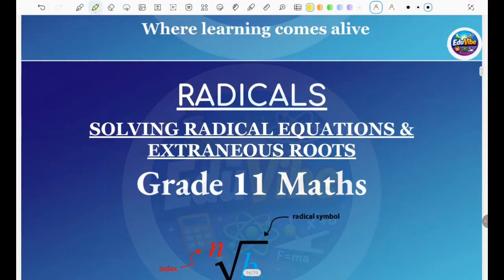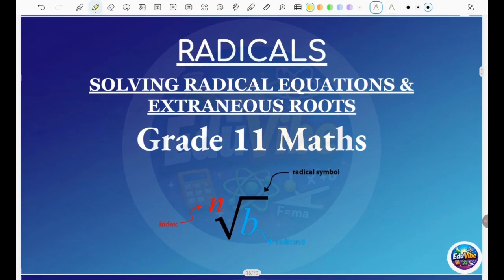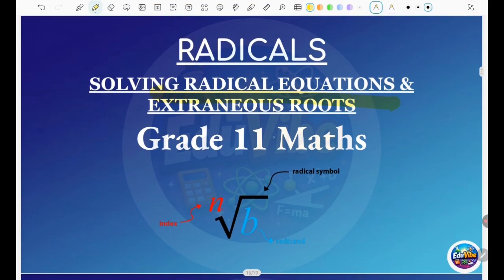In today's lesson, we are doing radicals, another topic: solving radical equations, and we have extraneous roots. What are those? We have roots in quadratic equations in this unit in grade 11 math. When we have a quadratic, we don't consider the zeros, we consider the roots. So the roots in radicals we take as extraneous roots.